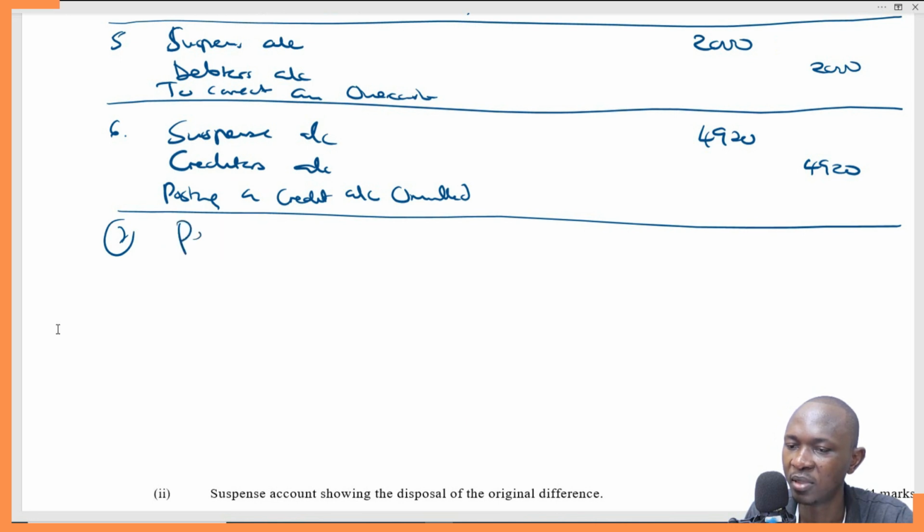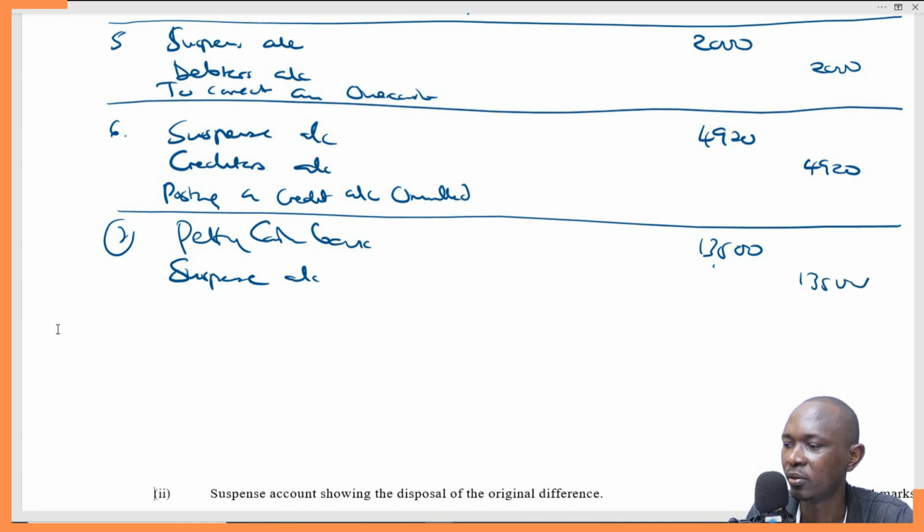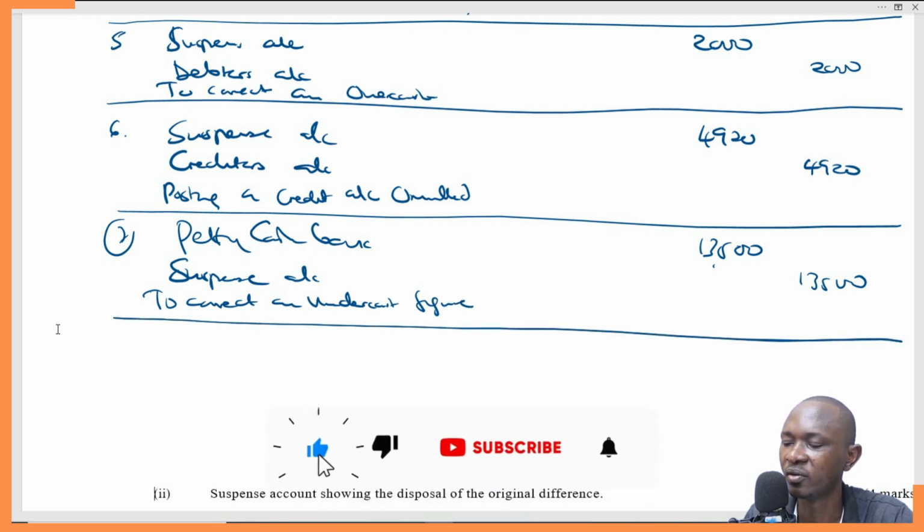We said we can leave this one out. So petty cash book with 13,500, the difference, and then we credit suspense account with 13,500. So this is to correct an undercast figure. Just like that. That will be enough.